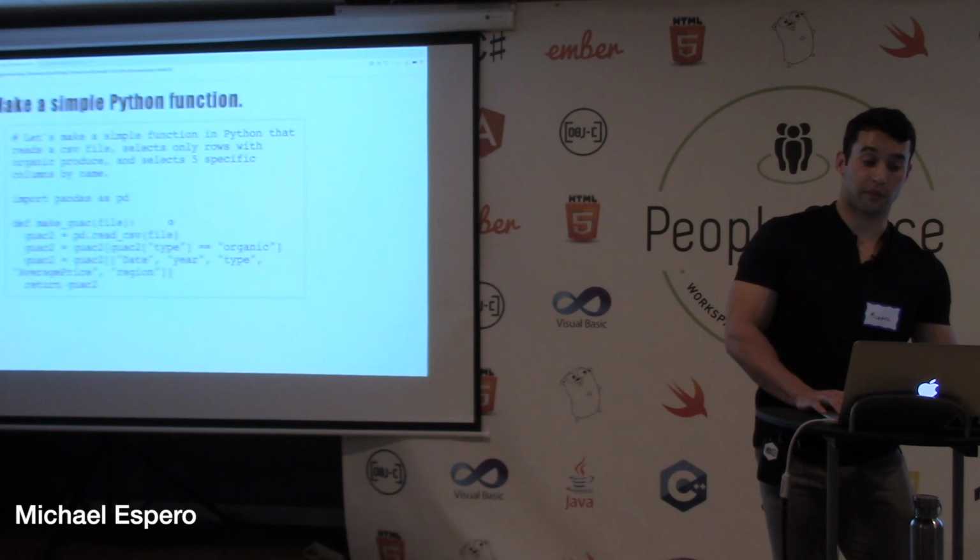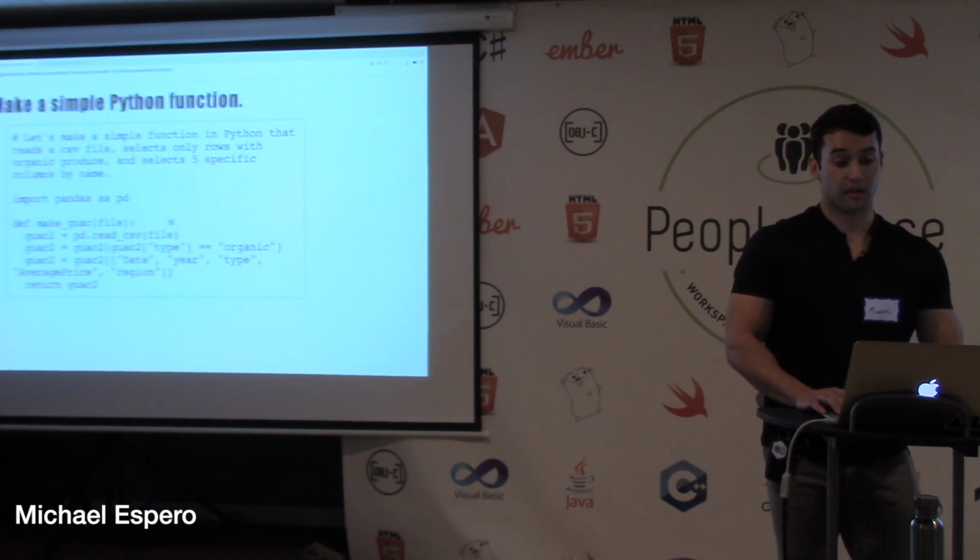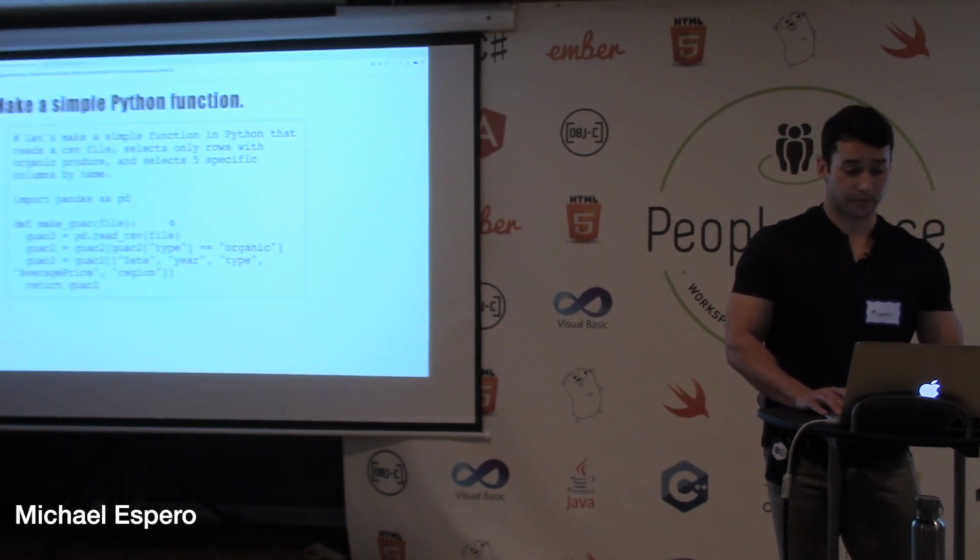So here's a simple function that we made using Python. We called it makeGuac. This is the makeGuac function because we're going to be first reading data that is on avocados, and then we're going to choose the type column, and we only want rows that indicate organic avocados. Next, it's going to select a few specific columns by name, and then we're going to return that data file.